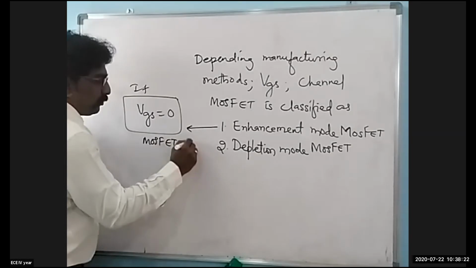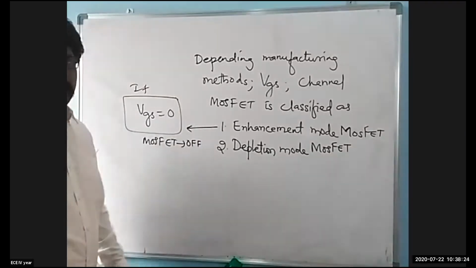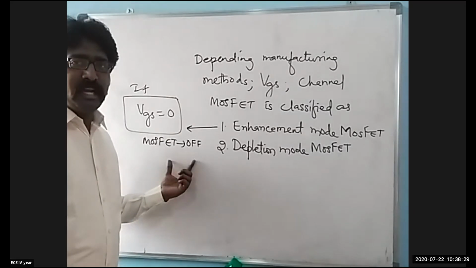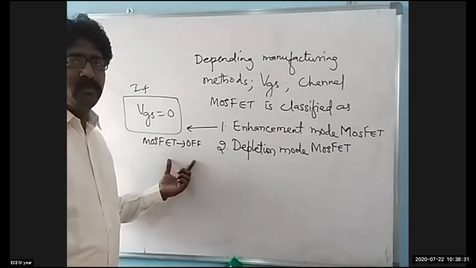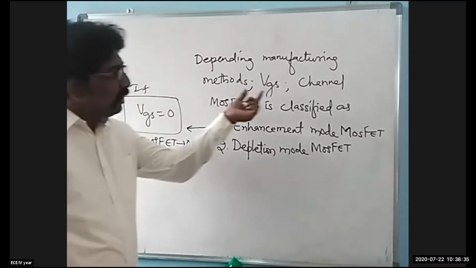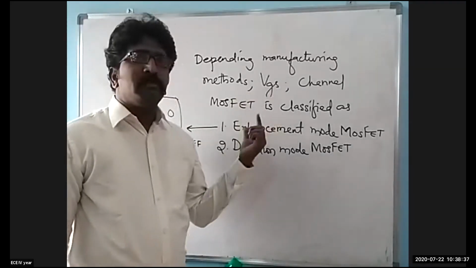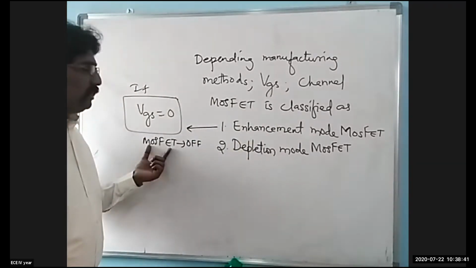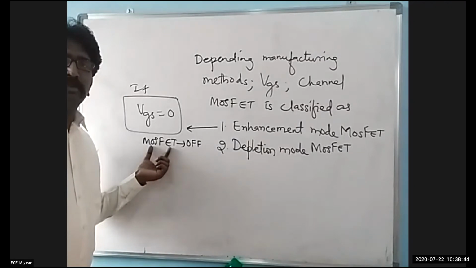The MOSFET is off. That's why it is called a normally open switch. It acts as an open switch. Enhancement mode MOSFETs will act as an open switch. So whenever the voltage between the gate and source terminal, VGS, is equal to 0, this particular MOSFET will be in the turned off situation.